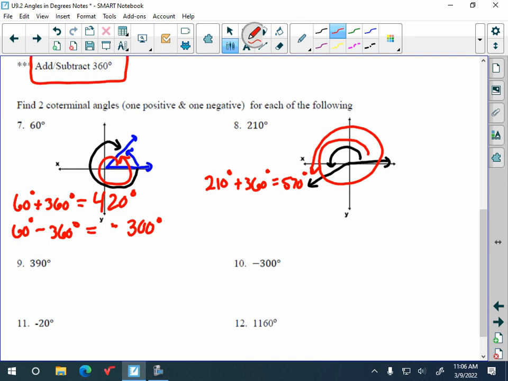Well, what would a negative one be? Well, we take 210 and subtract off 360. So that would be negative 150. If you were to sketch out a negative 150-degree angle, it would look like this. So it's starting and ending at the exact same spot that the 570 did and the 210 did. So if we had to state a positive and a negative coterminal angle to 210, you could say 570 and negative 150.